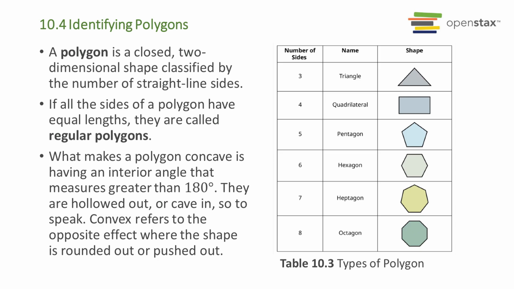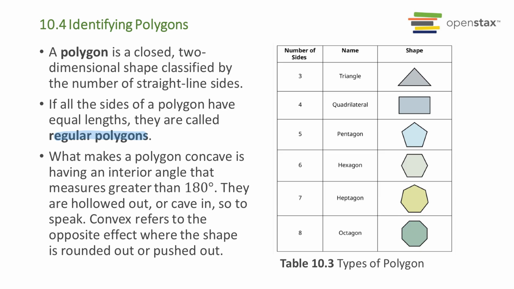So let's begin by talking about what is a polygon. Polygon is an amalgamation of the Latin prefix poly, which means many, and gon, shape. So many-sided shape. It's a closed two-dimensional shape classified by the number of straight line sides. If all the sides of a polygon have equal length, then that particular shape is called a regular polygon.